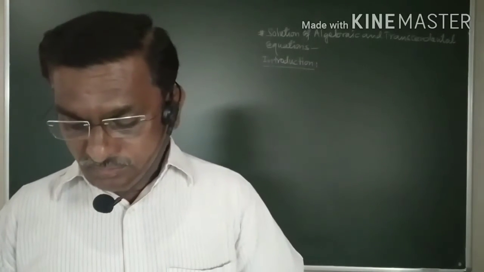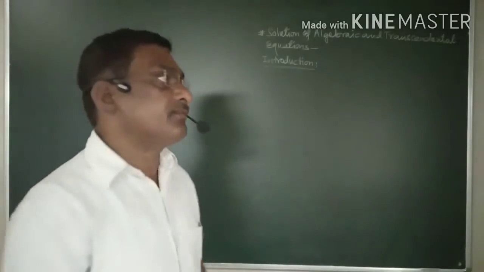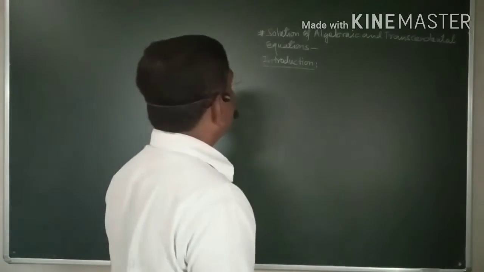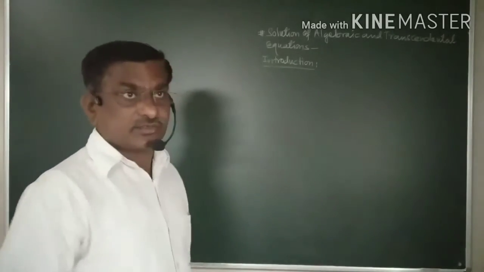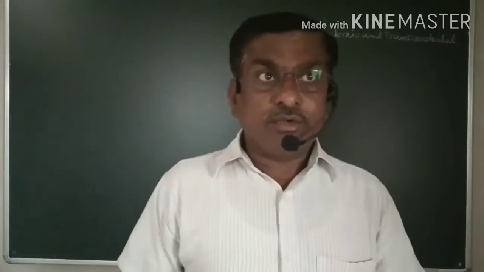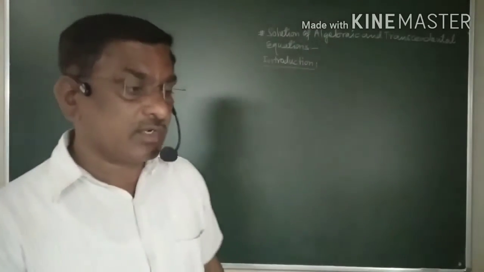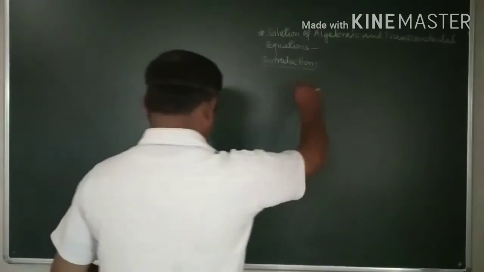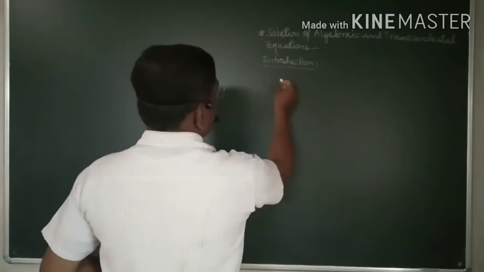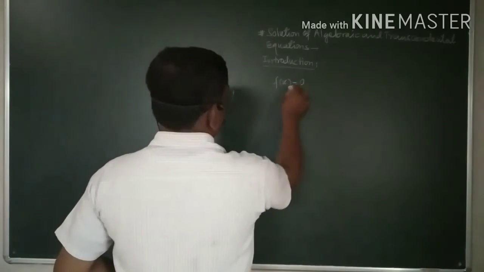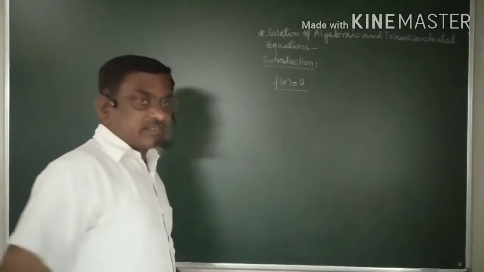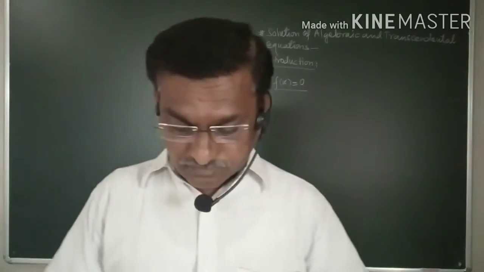Okay. Now, therefore, let us go for this one, solution of algebraic and transcendental equation, introduction. Okay. Now, in the introduction, suppose we have the equation f(x) = 0. This is what we have, the equation.